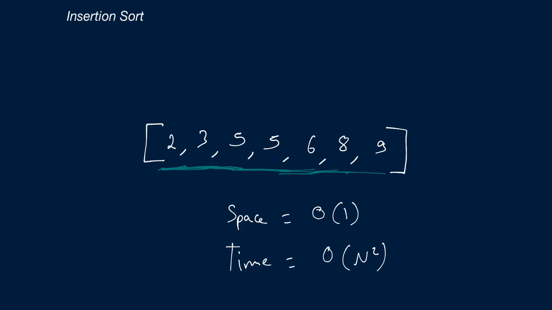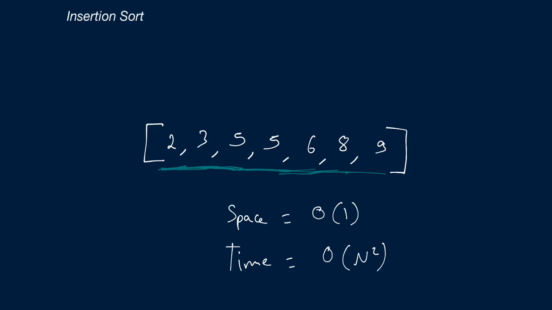You can imagine that if this array had been given to us in sorted order, and we were to apply insertion sort, that would be the best case scenario, where the time complexity would actually only be O of n, because we'd only be doing n comparisons, right? Because we'd start by checking 3. 3 is greater than 2, so we don't have to do a swap. 5 is greater than 3, so we don't have to do a swap. 5 is greater than or equal to 5, no swap, and so on and so forth. And in that case, the time complexity wouldn't be O of n squared.